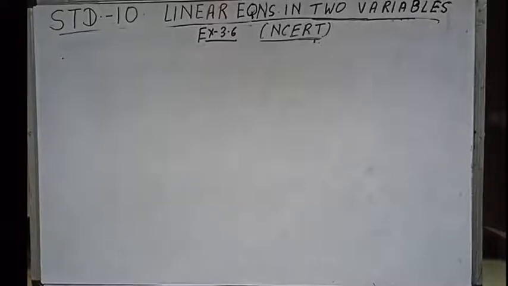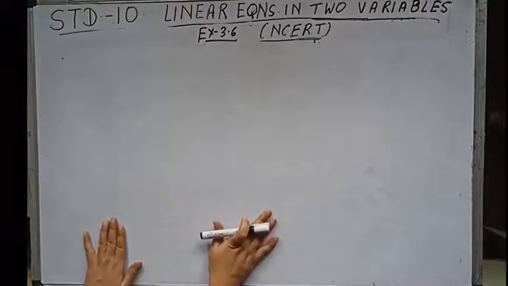Hello students. Today we will be doing exercise 3.6 NCERT of chapter 3, linear equations in two variables. Children, this exercise deals with the pair of linear equations which will be reduced. Means the pair of given linear equations, we have to solve it further to get it in the proper form of the linear equations, and hence we will solve.